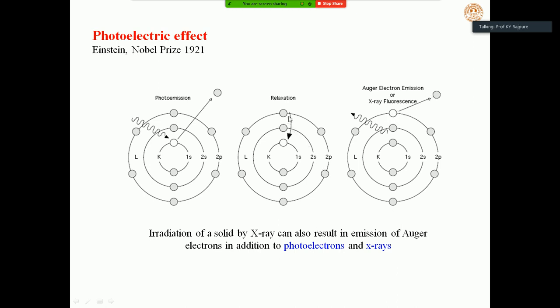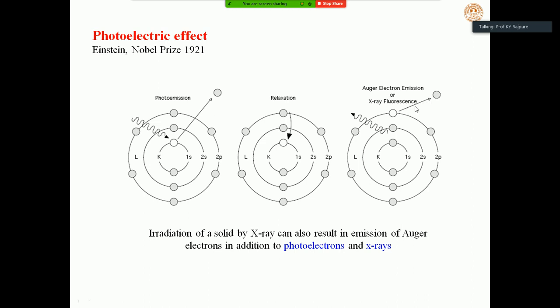Because if you see this energy E2 minus E1, that energy is given to this electron or maybe another electron. So the other electron is now removed. So you see, two electrons are removed, this one and that one. These are called Auger electrons.